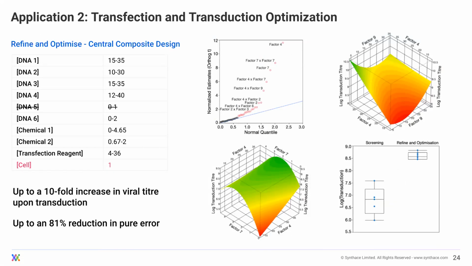Again, as I said, DNA 5 was chucked out and the cell concentration was fixed to this iteration, learnings from the previous iteration. Some of these ranges shifted up, some of them shifted down based on the data that we saw in the previous iteration. And ultimately what they were able to achieve was a 10-fold increase in the viral titer and up to an 81% reduction in the pure error. And this was really the thing that they were after, is that robust process that they could run over and over again and know they were always going to get great transduction efficiencies.